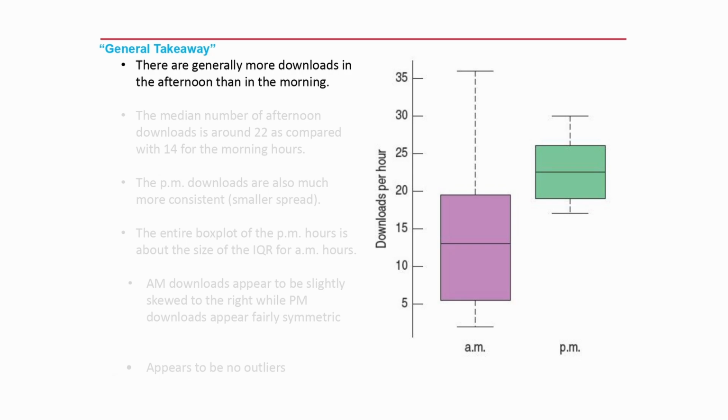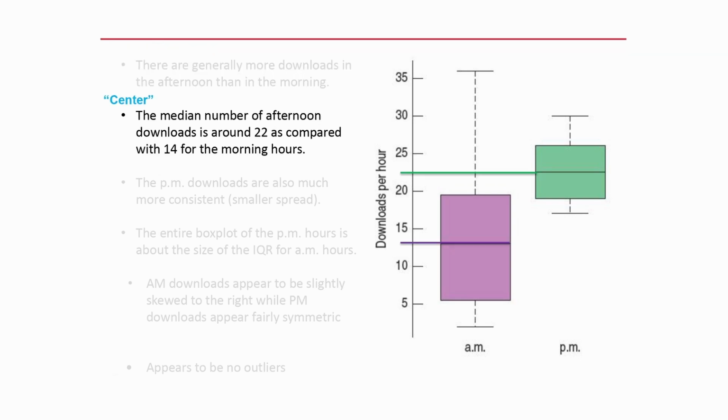Here I say that there are generally more downloads in the afternoon than in the morning. The reason I say that is that the green box on the right is for PM, the purple box on the left is for the AM, and the entire box, as a whole thing, is higher up than the AM box. Now I'll move on to SOCS, and I'll start with center.